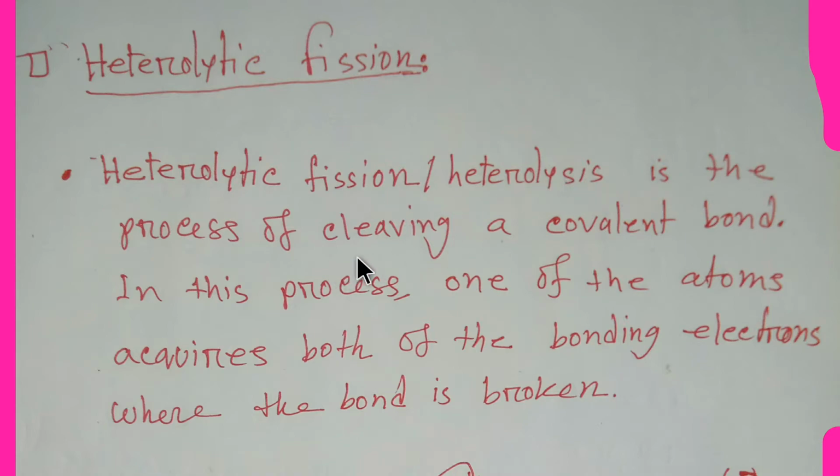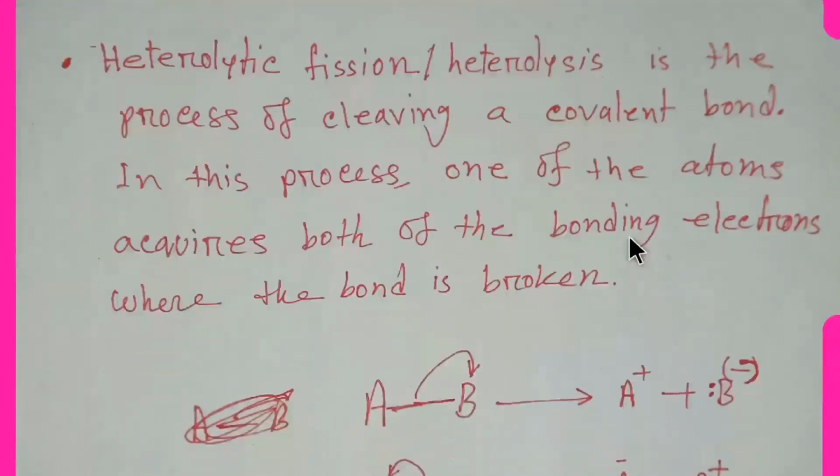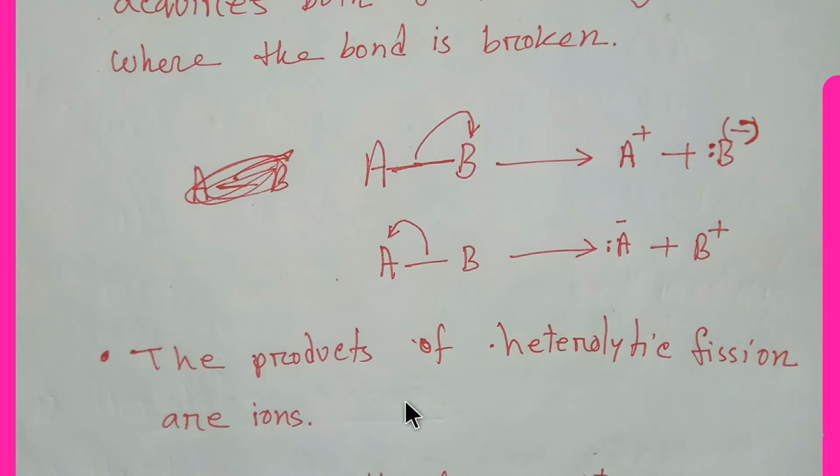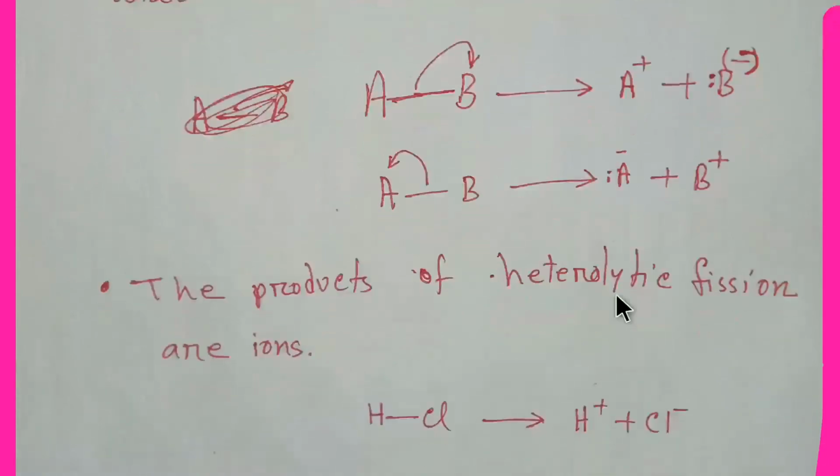So heterolytic fission or heterolysis is the process of cleaving or breaking a covalent bond, right? In this process, one of the atoms acquires both of the bonding electrons when the bond is broken. Here is the proof. The products of heterolytic fission are ions. This is a positive ion, this is a negative ion.